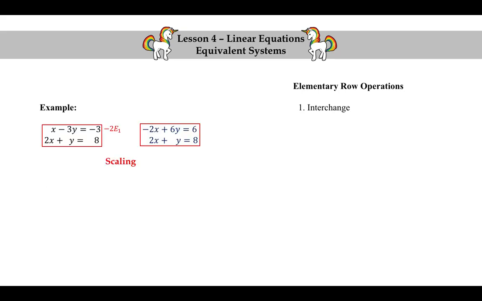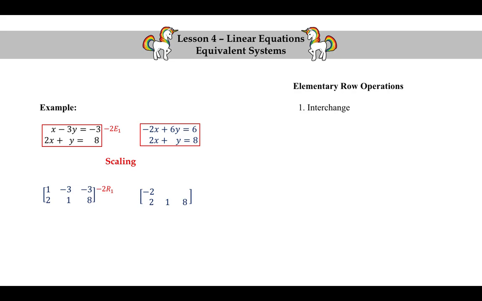Another example. Here's the second example we did of scaling. Let's see how this one looks in terms of augmented matrices. The augmented matrix of that first system on the left is 1, negative 3, negative 3, 2, 1, 8. And we're going to apply the scaling row operation by multiplying row 1 by negative 2. So let's just rewrite the second equation since it's not going to be changing, 2, 1, 8.